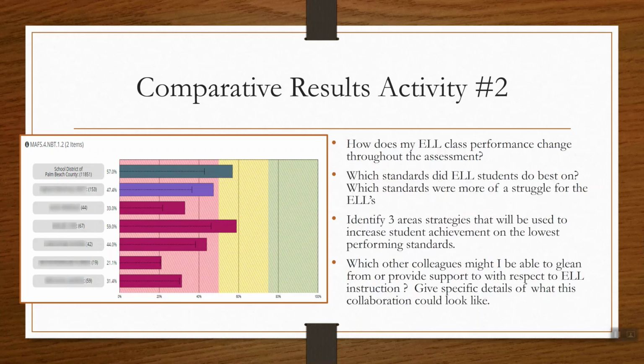In comparative results activity number 2, leaders can have teachers look more deeply at key subgroups. In this example, the comparative results report has been filtered to show how ELL students compared to the rest of the population. This is a great activity because many teachers simply think that students in subgroups such as ELL or students with disabilities are always going to be low.